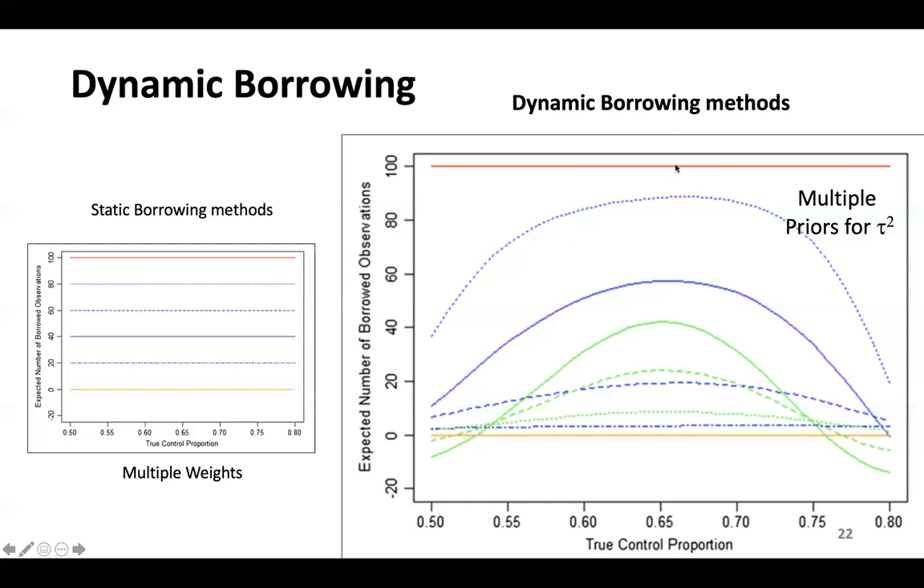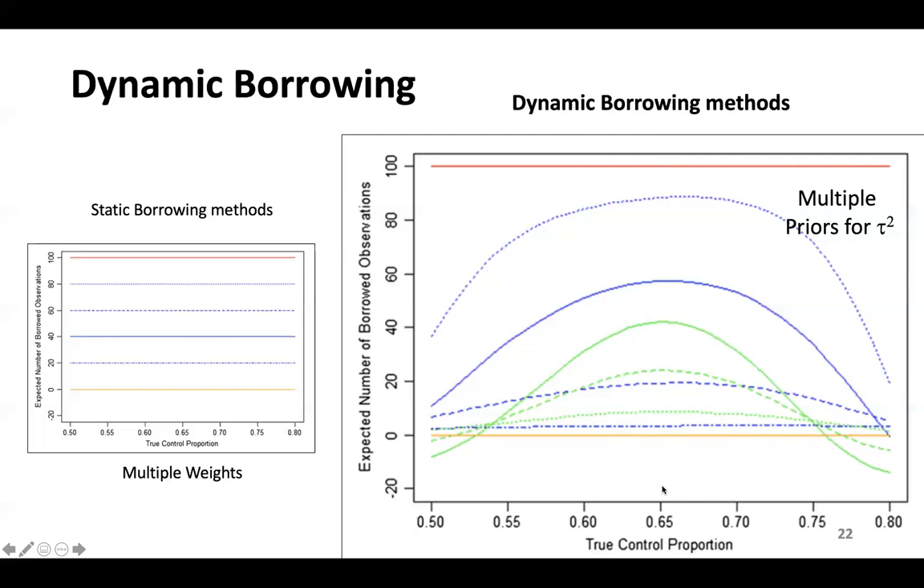These are, the red and the orange are the same: full borrowing, pooling, and no borrowing in orange. And then each of these curves represents the average number of borrowed observations using the Bayesian hierarchical model. Each one of these corresponds to different prior distributions for that. And again, you can represent a prior distribution that makes this model look like ignoring, or look like we want to borrow quite a bit.